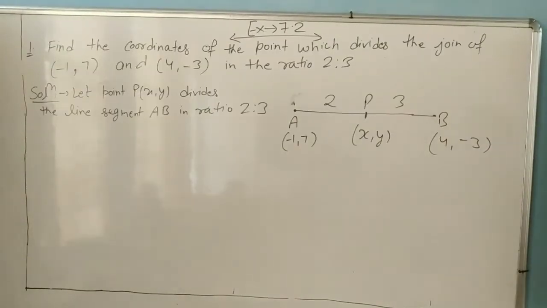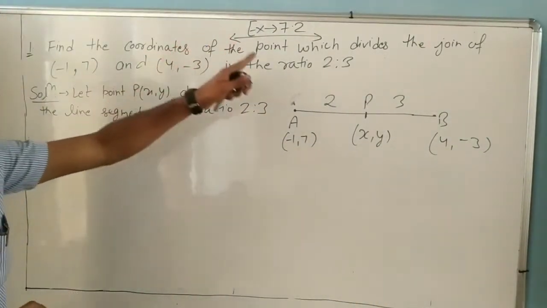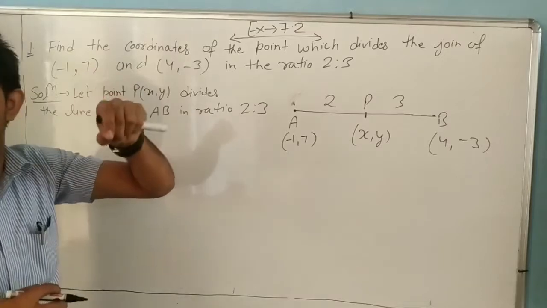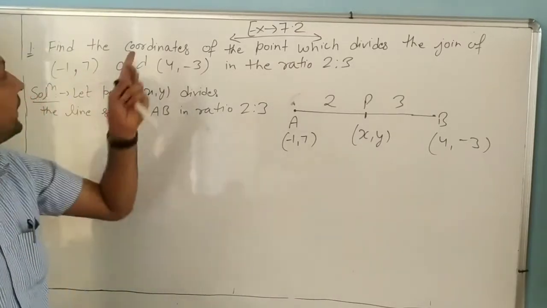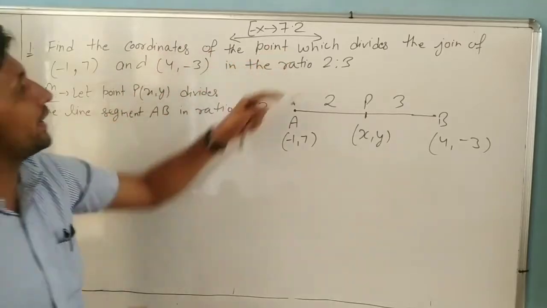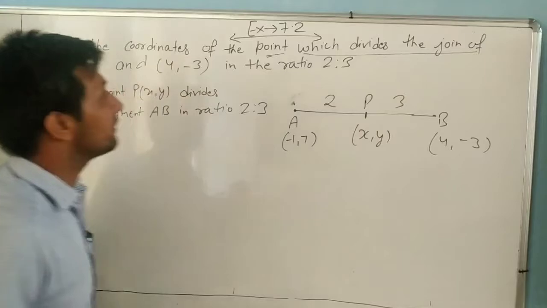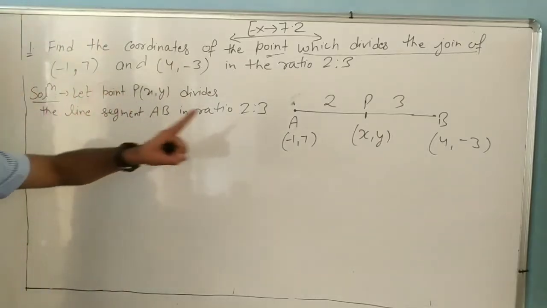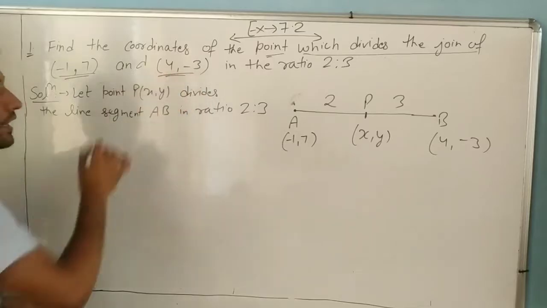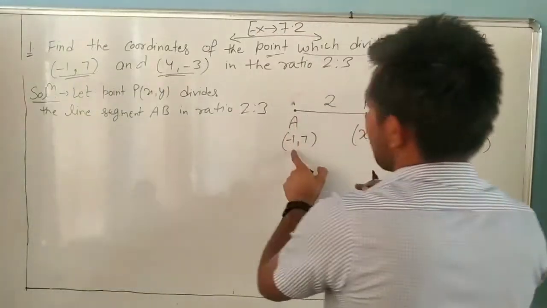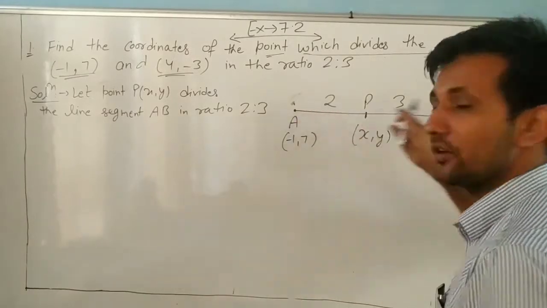Now dear, question number 1. Find the coordinates of a point. Every point has two coordinates, x and y. Which point? The point which divides the join of -1, 7 and 4, -3. It means A is -1, 7 and B is 4, -3, and we join A to B.